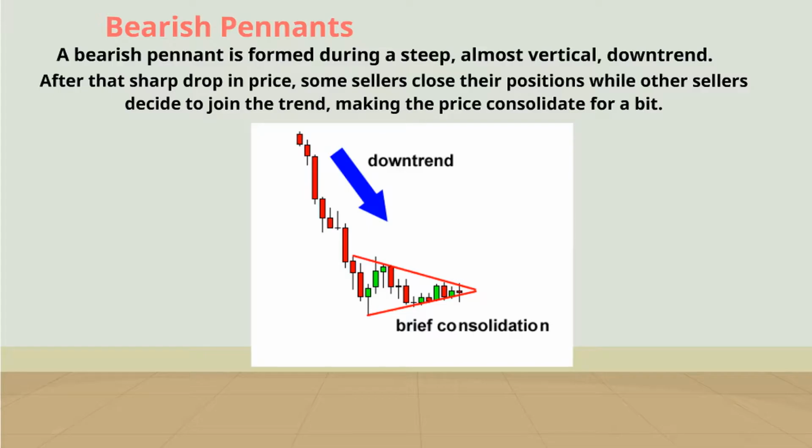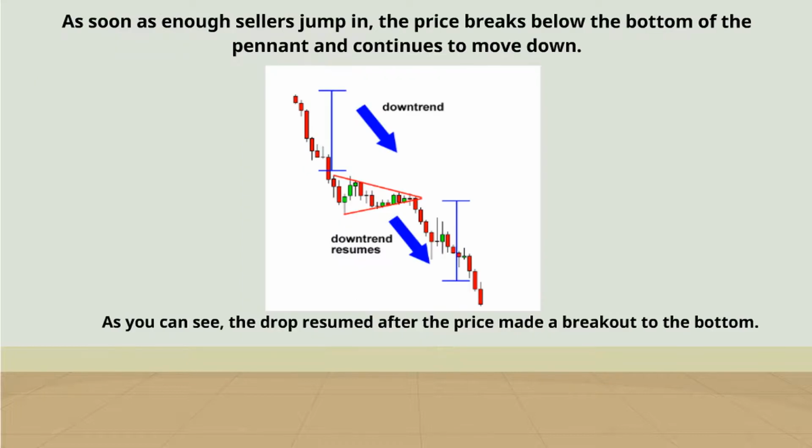Bearish pennants. A bearish pennant is formed during a steep, almost vertical, downtrend. After that sharp drop in price, some sellers close their positions while other sellers decide to join the trend, making the price consolidate for a bit. As soon as enough sellers jump in, the price breaks below the bottom of the pennant and continues to move down. As you can see, the drop resumed after the price made a breakout to the bottom.